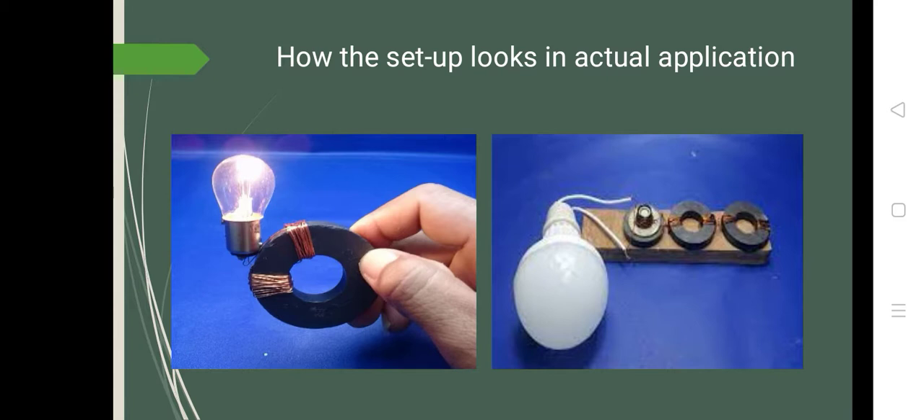So how the setup looks in actual application. This is actually just a simple application of electromagnetism, in which the magnet alone powers the light, the bulb.